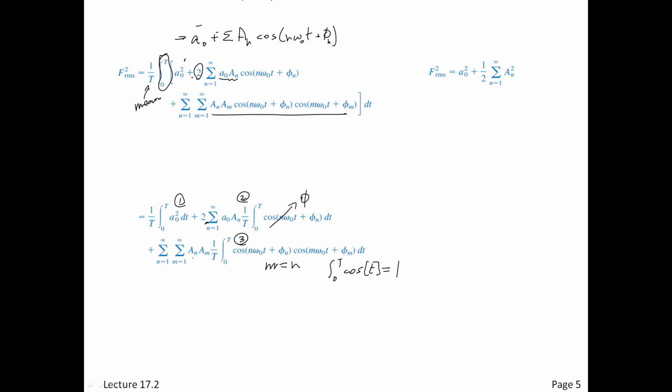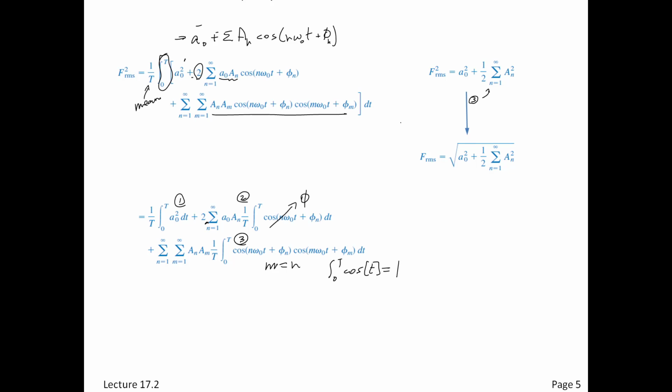So all of that comes out, and we end up with am over t, but n equals m, so it's an squared. And that 1/2 comes in because of the multiplication of cosine by cosine. So all of that number 3 term here ends up just looking like that. Very nice. Okay.